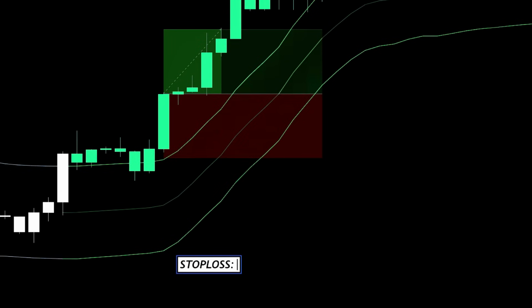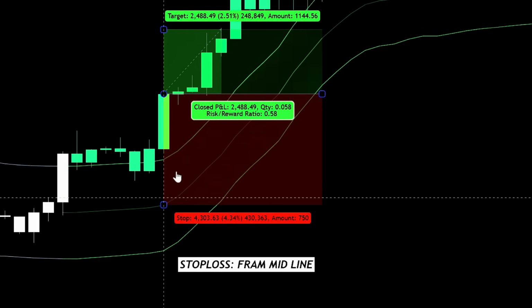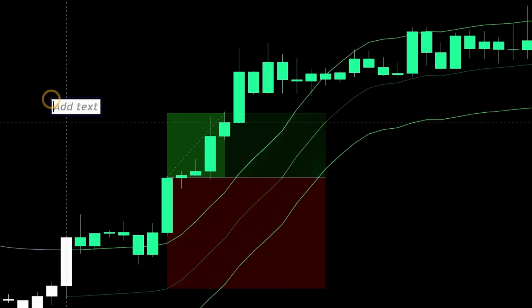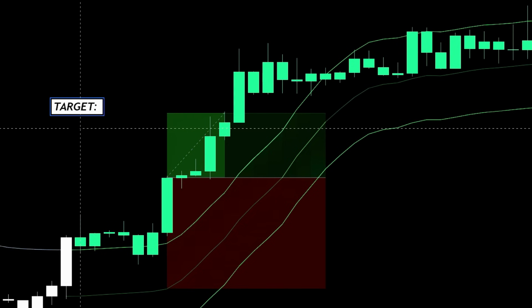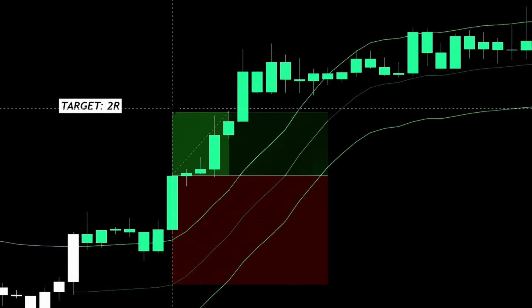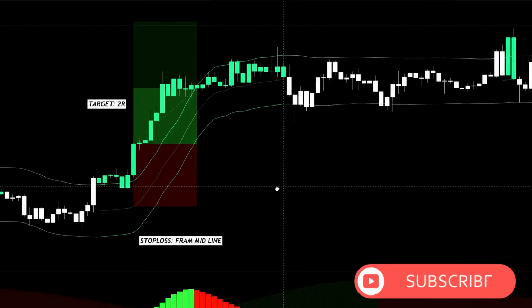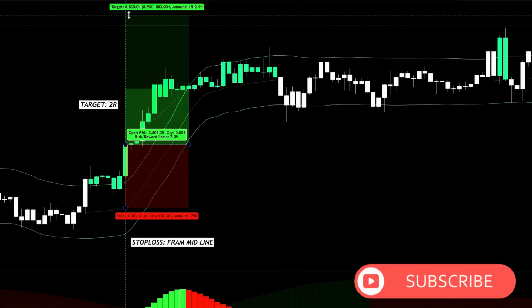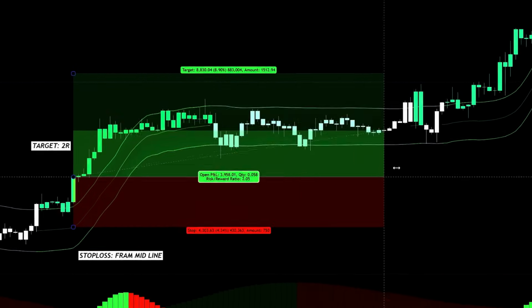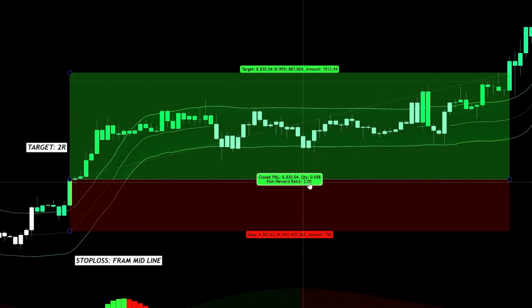For your stop loss, you'll place it just below the midline of the Fama Channel indicator. And for your take profit target, aim for 2R. That means you're aiming for twice the risk you're taking. Seriously, if you can hit a 50% win rate with this setup, you're going to be incredibly profitable. This is how the best TradingView indicator strategy actually prints money.